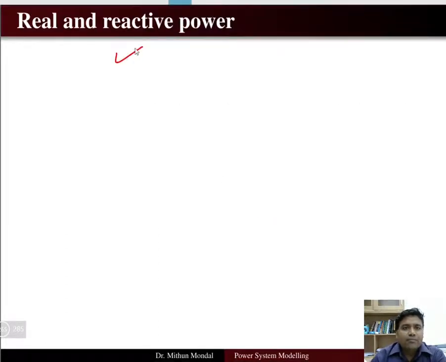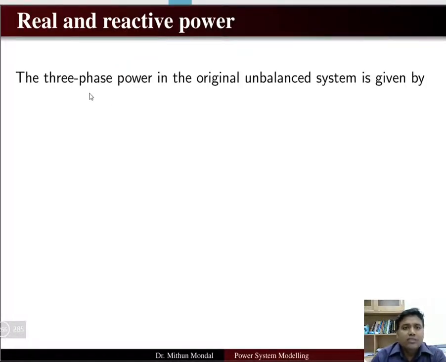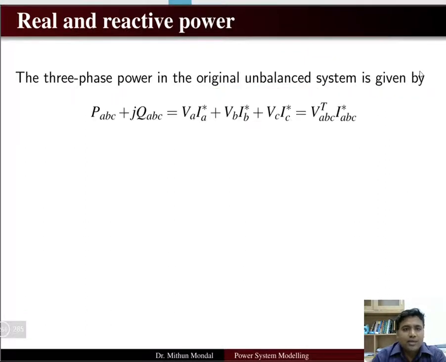Real and reactive power can be dealt with in terms of symmetrical components. So three-phase power in the original unbalanced system is given by, if you have an unbalanced system with ABC phase sequence, then P plus jQ, which is known as the complex power of the system ABC.